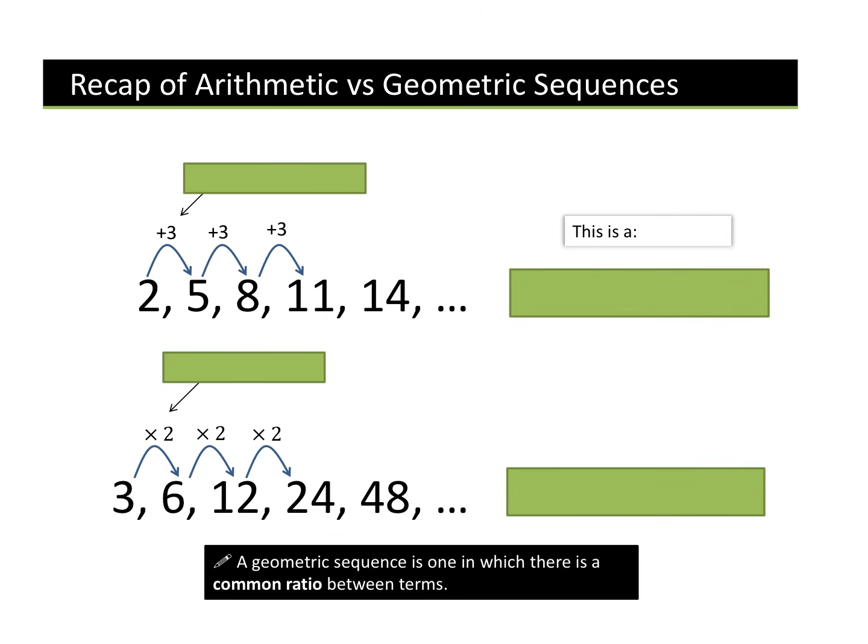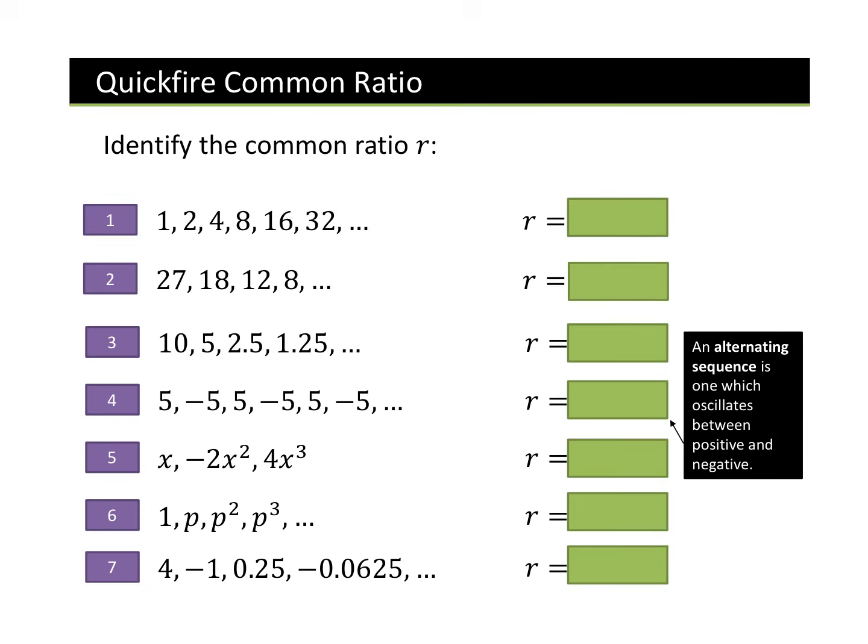Okay, so we've just had a recap of arithmetic sequences and the style of questions that you're going to get. Now we're going to look at geometric sequences. We know geometric sequences have a common ratio. So we're going to have a quick look at the common ratio. Are we ready? What's the common ratio of number 1?